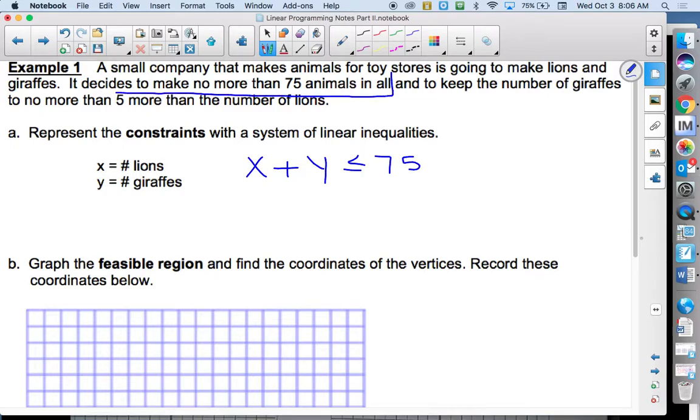We have 2 animals that they're creating, the lion and the giraffe. I probably would have picked the elephants and the monkeys, but we got lions and giraffes instead, which are very nice to look at at the zoo.